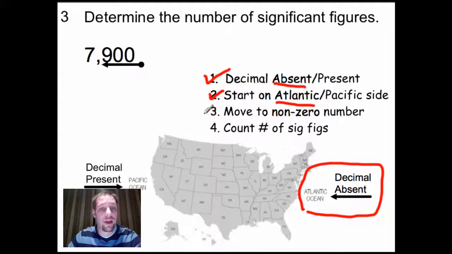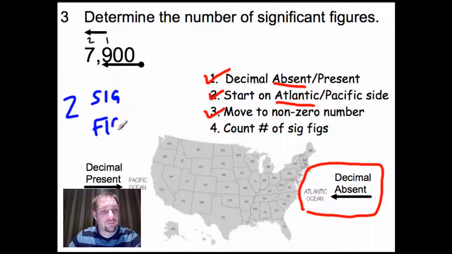So we've determined the side, we've moved across to our first non-zero number, which was 9. Now let's count that number and every number after that as significant. So I count my 9 as significant, and I'm going to count my 7 as significant. So I'm counting everything to the left of that first non-zero number as significant. So there we go. I've got 2 numbers that are significant, and that's my answer. I have 2 sig figs. And let's just cross off that last step because we got our answer.